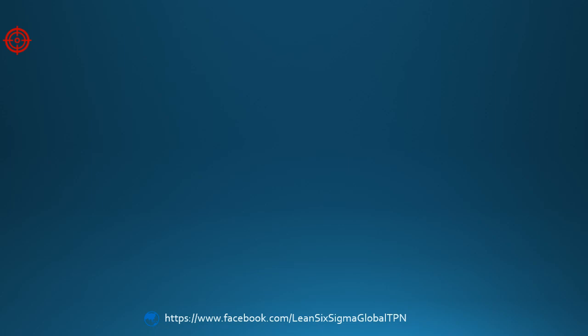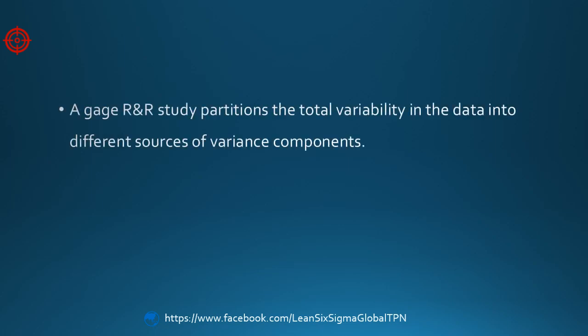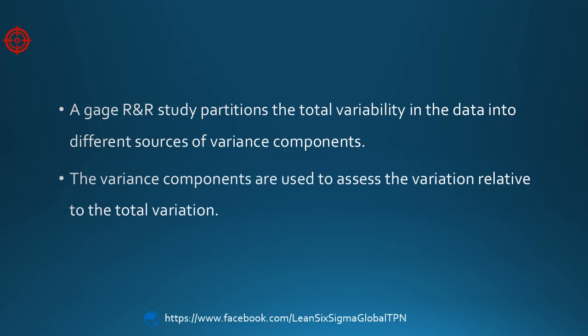Okay, so let's review. A gauge R&R study divides the total variability in the data into variance components, and we use the variance components to assess the variation relative to the total variation.